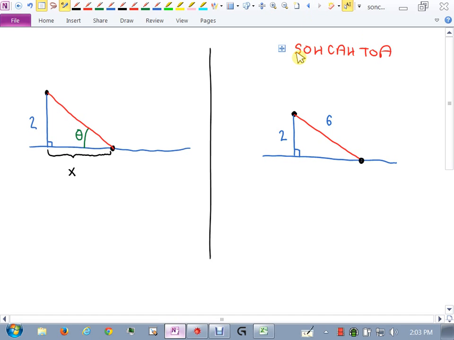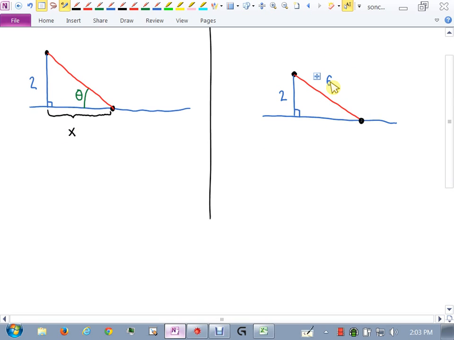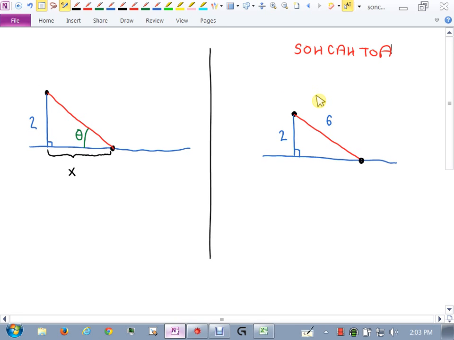SOHCAHTOA, right? Sine is opposite over hypotenuse, cosine is adjacent over hypotenuse, tangent is opposite over adjacent. If you haven't seen it, that's a way you can remember the 3 trig functions, and then all the others are just reciprocals. So SOHCAHTOA, whatever you want to go with.